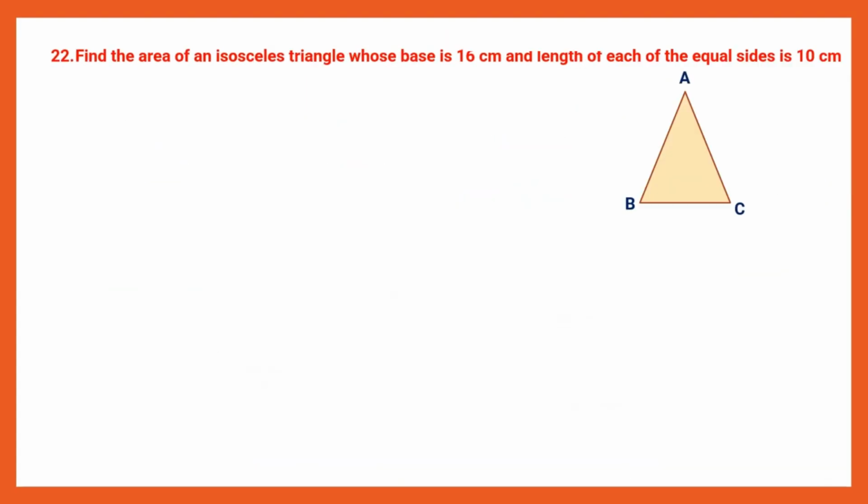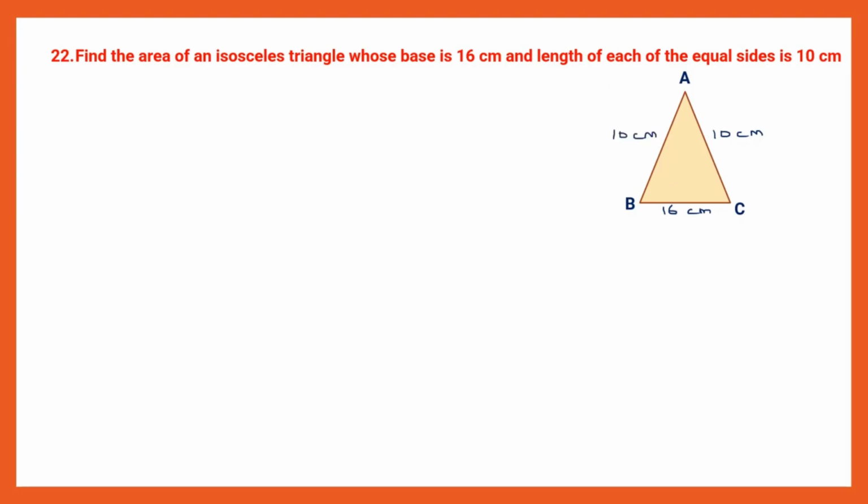Question 22. Find the area of an isosceles triangle. An isosceles triangle is one in which two sides are equal and the third side is different. So here in this triangle, the base is 16 centimeters and the length of each of the equal sides is 10 centimeters. So here we have the isosceles triangle, and the base here is given as 16 centimeters and the equal sides are 10 centimeters each.